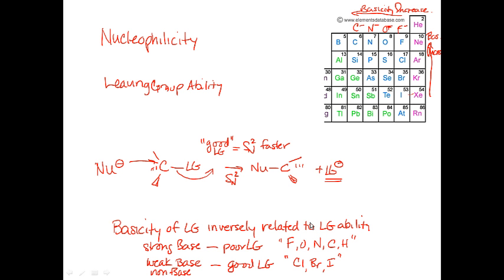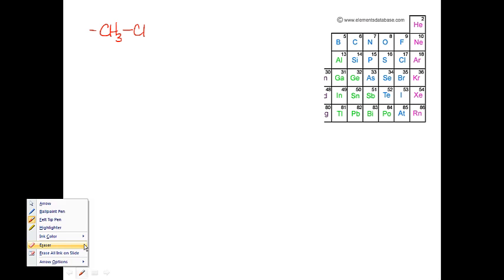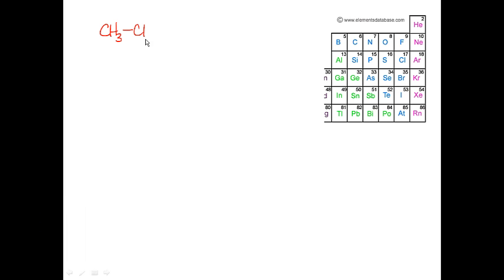So for instance, if I want to look at the next page, if I have a carbon, let's say I've got CH3 attached to a chlorine. Well, that's an okay leaving group, or it's a good leaving group is what I would call it. And so this being a good leaving group will leave. But on the other hand, if I have an OH group attached, OH minus is a stronger base than Cl minus, and so OH is a poor leaving group.